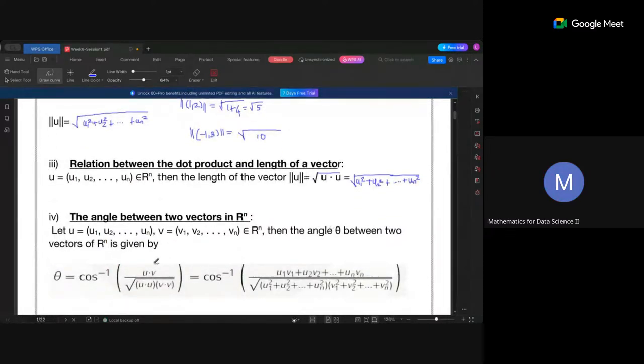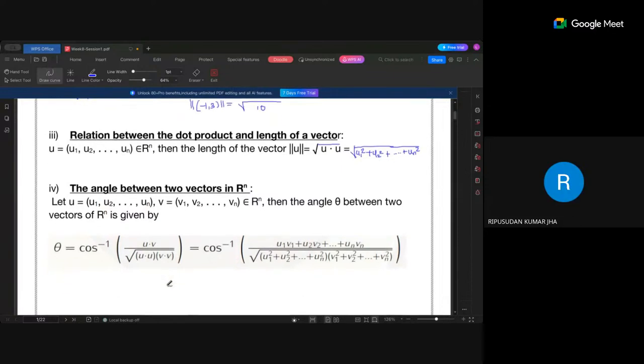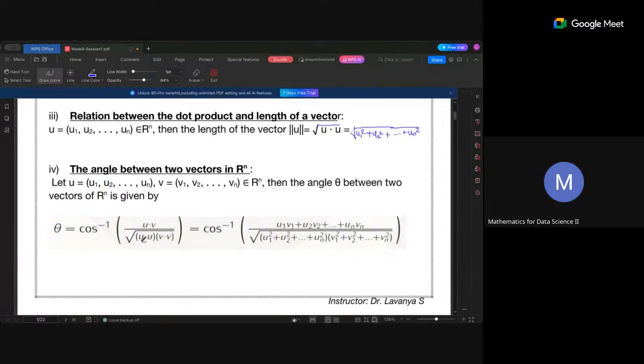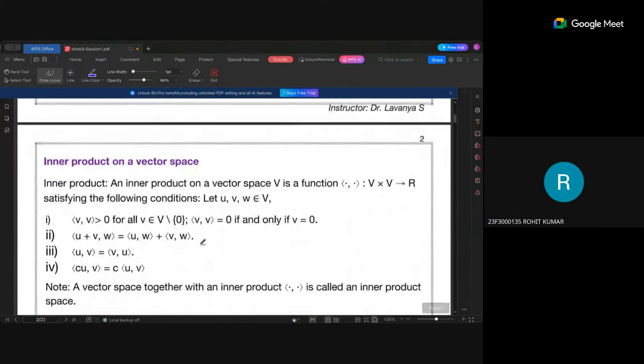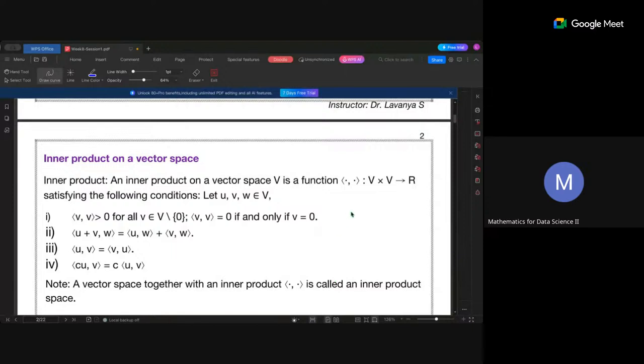Now, what is the angle between two vectors? Suppose you have two vectors in Rn. What is the angle between them? It is given by theta equals cos inverse of u dot v divided by the norm of u into the norm of v. You can write it in this way as well. So this is the angle between two vectors. All right. You should mute if you are not talking.